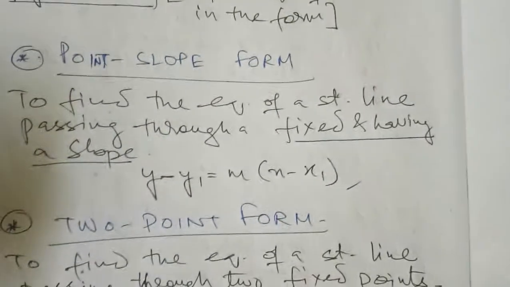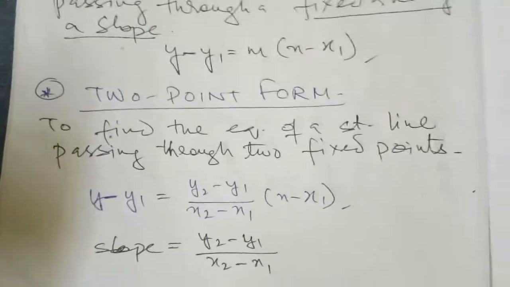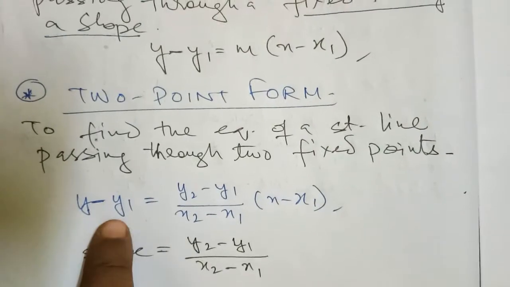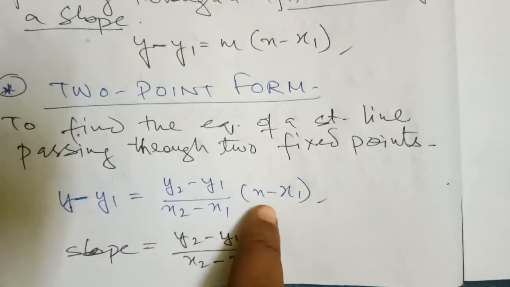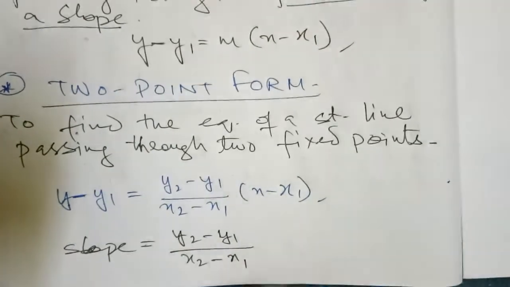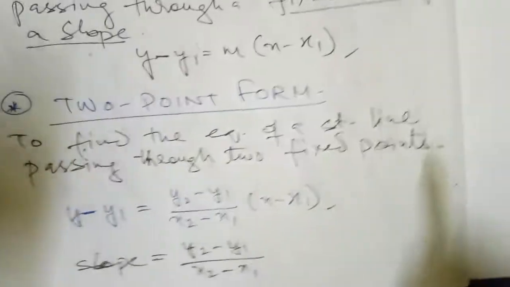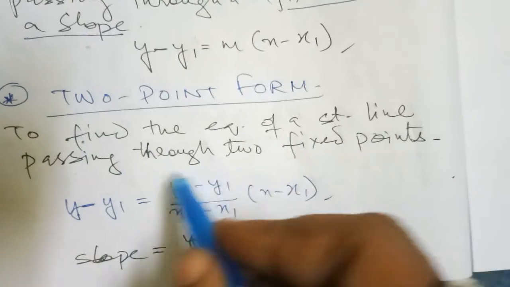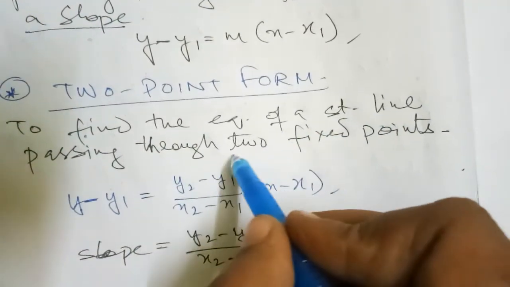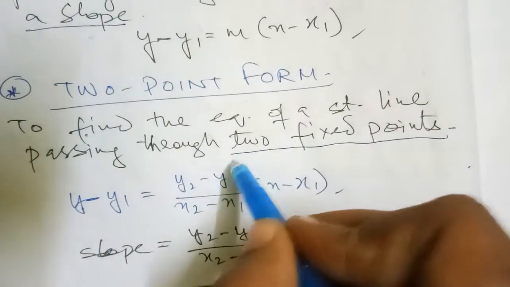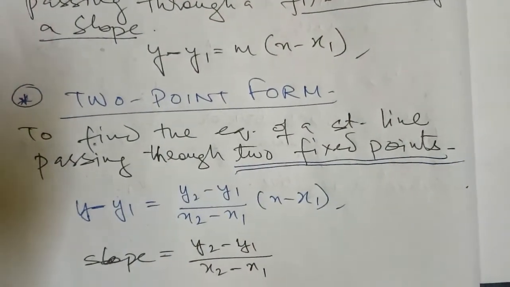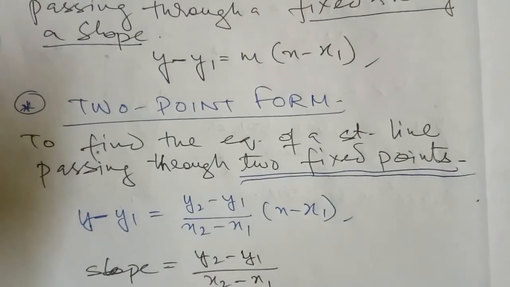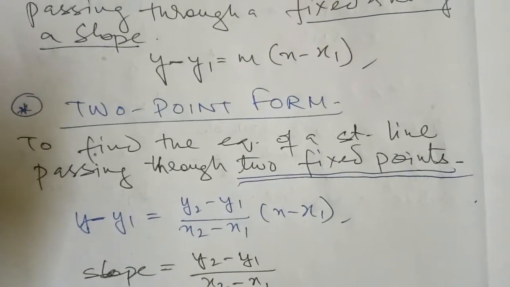Okay, next we are coming across the two points form, that is y minus y1 equals y2 minus y1 by x2 minus x1 in bracket x minus x1. This particular formula is used when the equation of a straight line is passing through two fixed points.